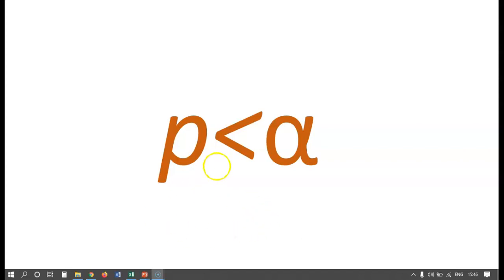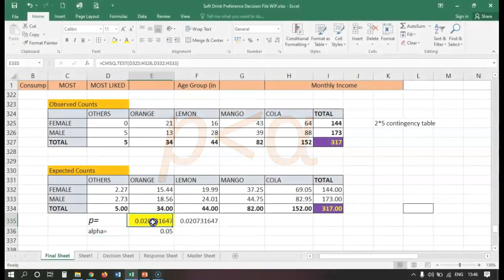Now if you go back to the table, we see that the p-value is 0.02 and the alpha value is 0.05. This alpha value is a standard alpha value. Internationally, when we test hypotheses, researchers always take 0.05 as the alpha value.